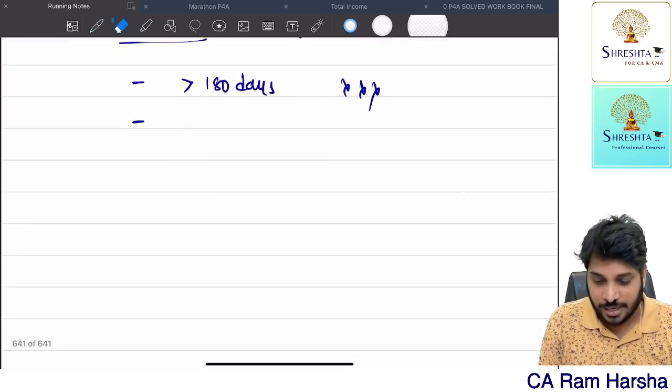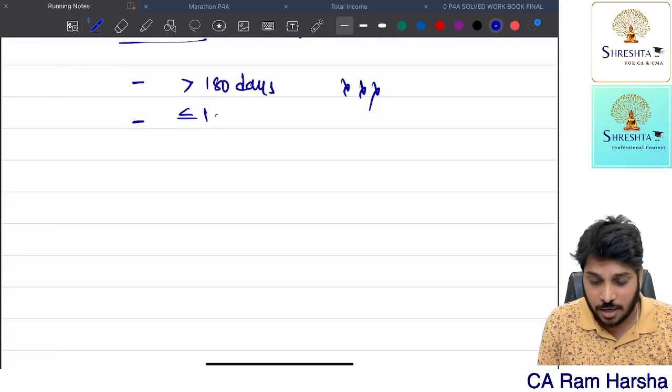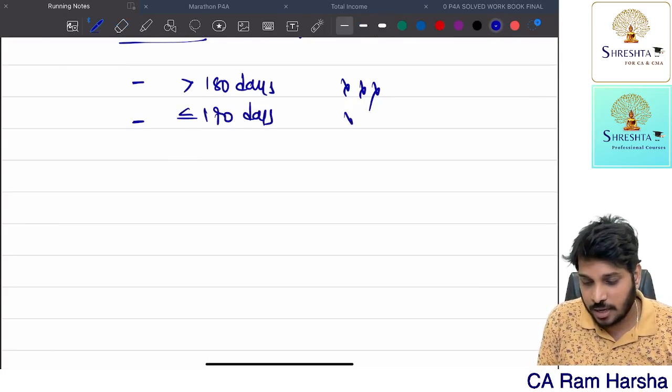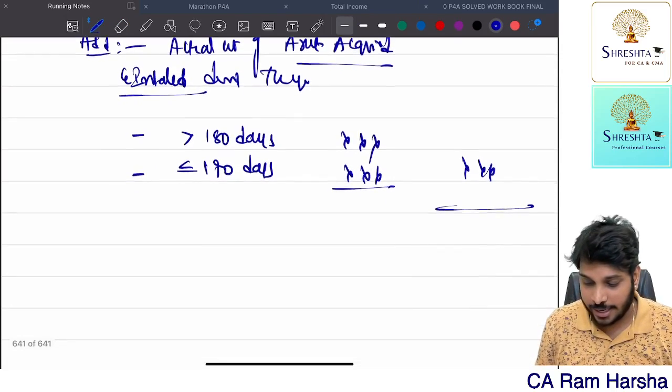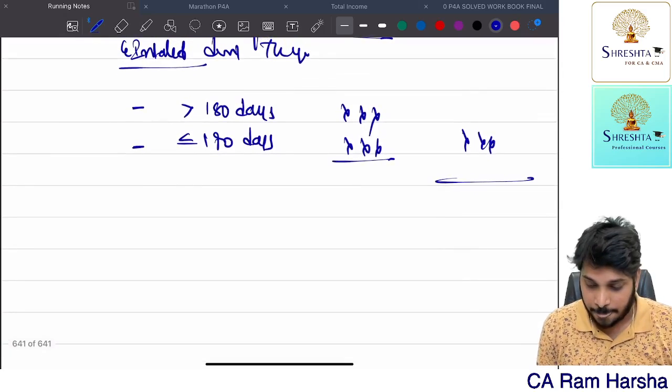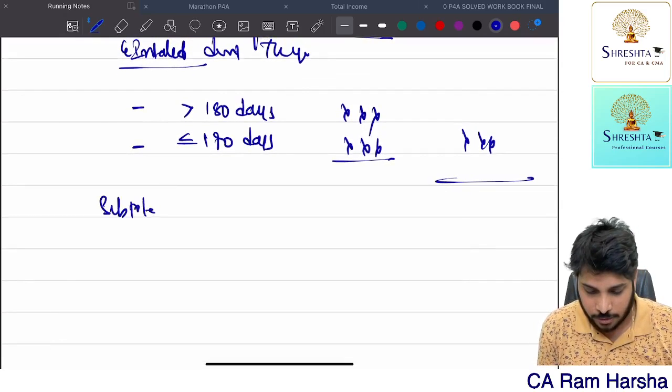Next, assets used for less than or equal to 180 days. Assets used for less than or equal to 180 days, show at both. So keep it outside. Now you will get a subtotal.